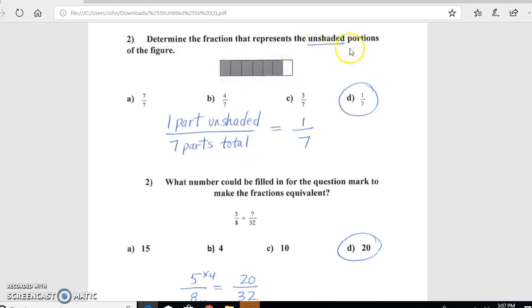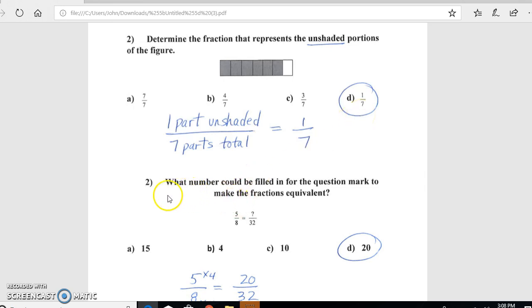And you have to notice that it says unshaded portions, and so the fraction that is unshaded is 1 part unshaded over 7 parts total, which is 1 out of 7. 1 over 7 would be the fraction.